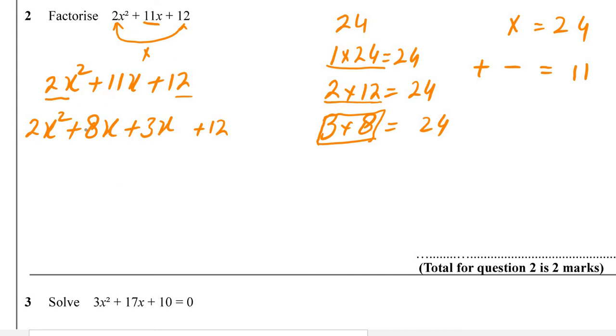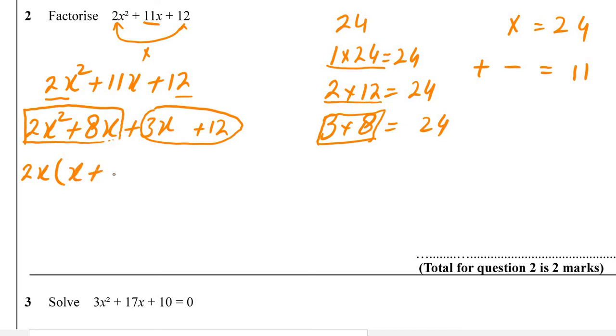That's it. Now the next thing, we're going to make a pair. This is our one pair, and this is our second pair. I can put a circle around it. So again, factorize this. 2x squared plus 8x, I can take 2x outside. So what do you get? x plus 4. And from here I can take plus 3, so I got x plus 4.